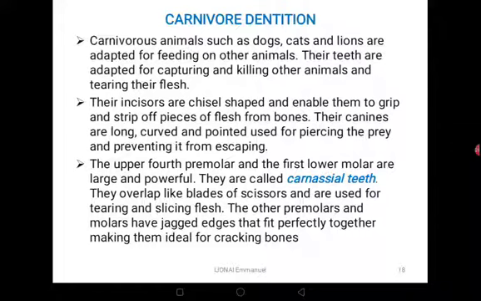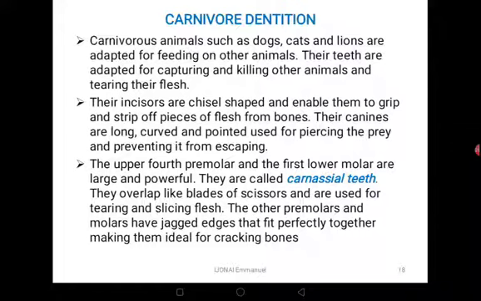Their incisors are chisel-shaped and enable them to grip and strip off pieces of flesh from the bones. Their canines are long, like you can see those ones of the dog. They are curved and pointed and used for piercing the prey and preventing it from escaping. Usually when the cat catches a rat, the chances of the rat escaping are very few because of the sharp canines. The upper fourth premolar and the first lower molar are large and powerful.